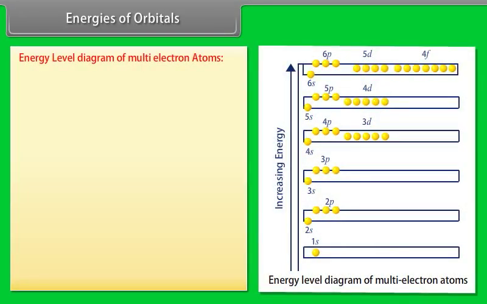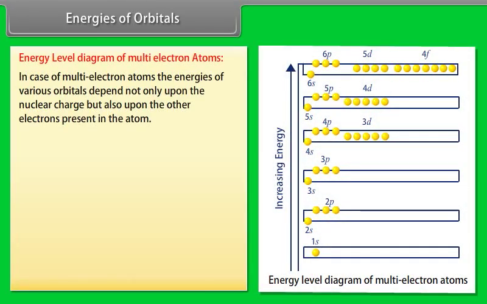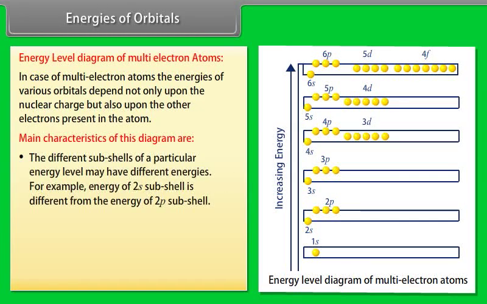Energy level diagram of multi-electron atoms. In case of multi-electron atoms, the energies of various orbitals depend not only upon the nuclear charge but also upon the other electrons present in the atom. Main characteristics of this diagram are: number 1, the different subshells of a particular energy level may have different energies. For example, energy of 2s subshell is different from the energy of 2p subshell.